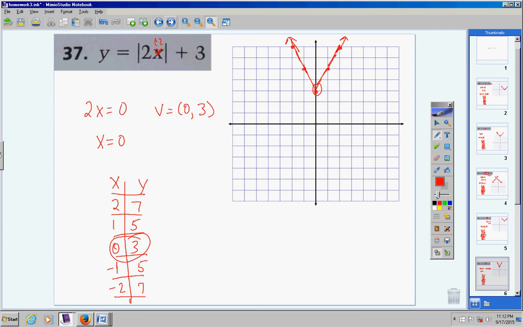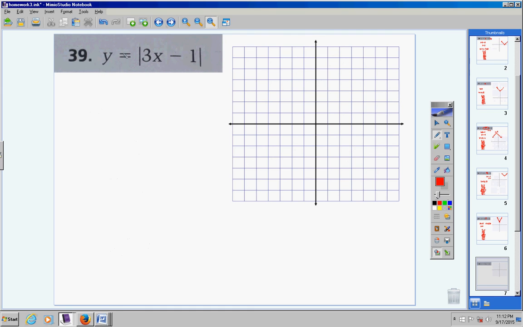Alright, number 39. Okay, we're going to graph this, so immediately we take the inside of the absolute value, and we set it equal to 0, and we solve. Okay, so there we go. Now, bring your 1 over and make it a positive 1. Divide both sides by 3, and you get 1/3. So my vertex so far is 1/3, comma. Now there's no number being added or subtracted to the absolute value, so you can really put a 0 there. Okay, so I'm going to put a 0 right here, and there's my vertex. Just that simple.